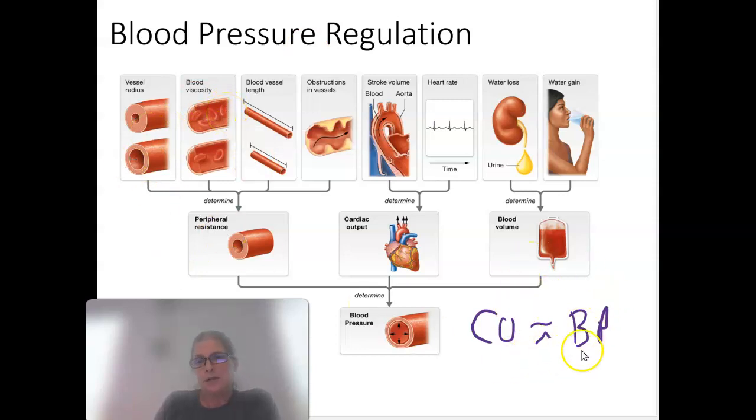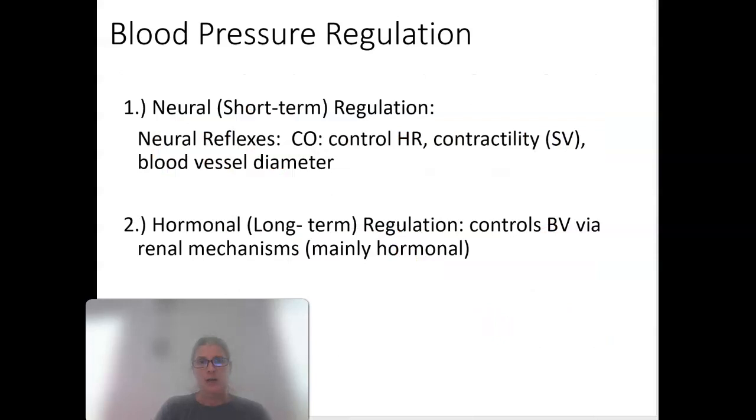So we know blood pressure is critical. It's literally the force pushing blood to our organs. If our organs don't receive blood, then they become hypoxic and we'll have organ failure. When we look at blood pressure, there's two main types of controls. There's what's called the neural, which is the short-term regulation, and then there's the hormonal, which is also known as the long-term regulation. So short term just means that it's quicker to respond.